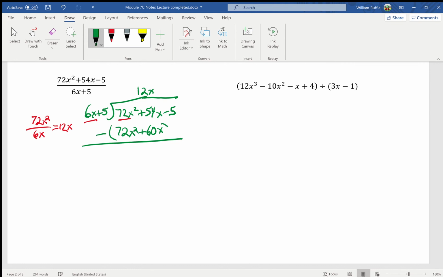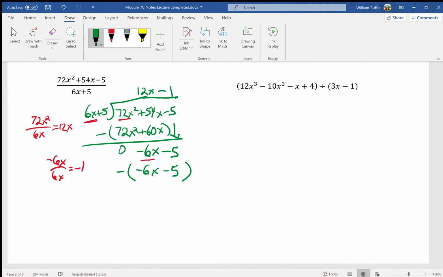Again, I subtract both of them. 72 minus 72 is 0. 54 minus 60 is negative 6x. Then I bring down the minus 5. Then I look at negative 6x over that. So negative 6x over 6x is equal to negative 1. So I write a minus 1 up here. Negative 1 times 6x is minus 6x. Negative 1 times positive 5 is negative 5.